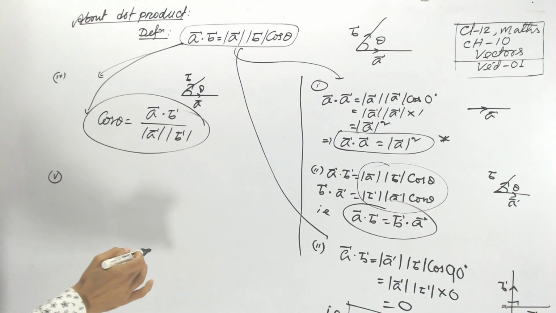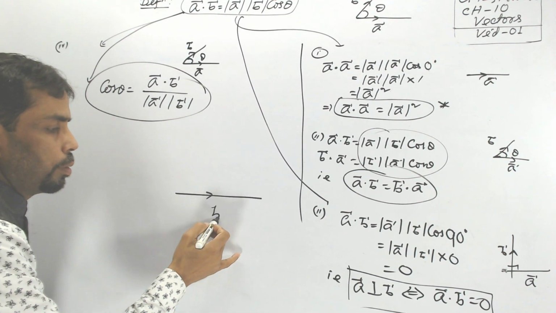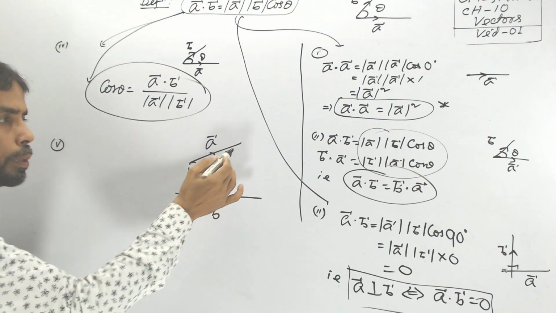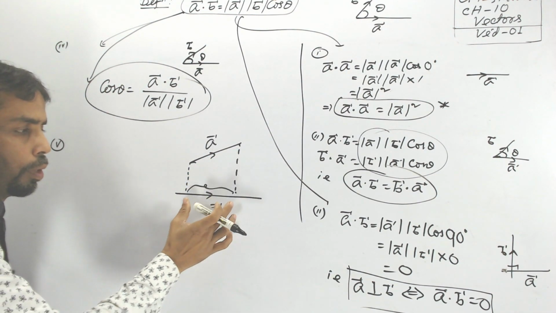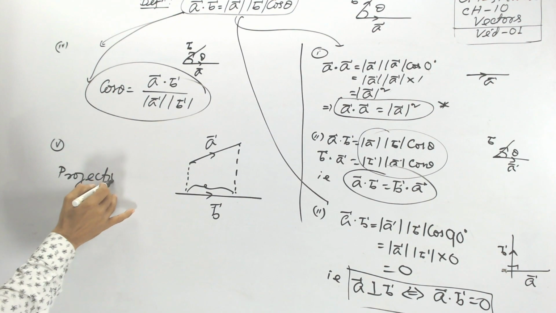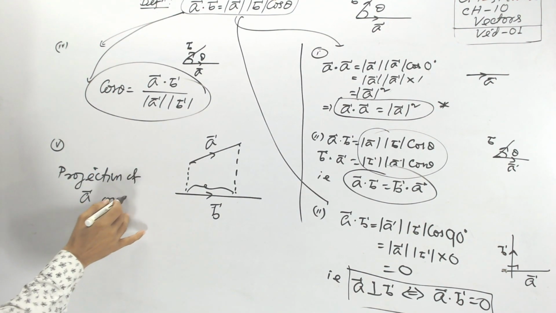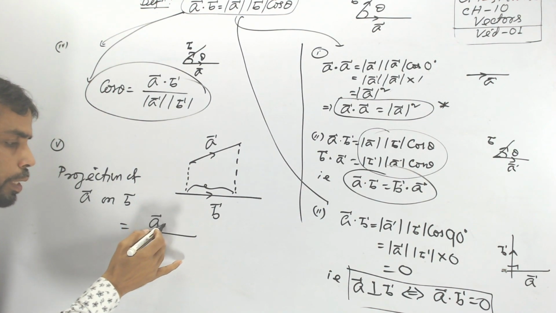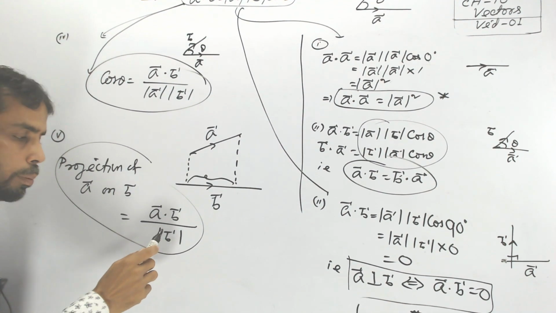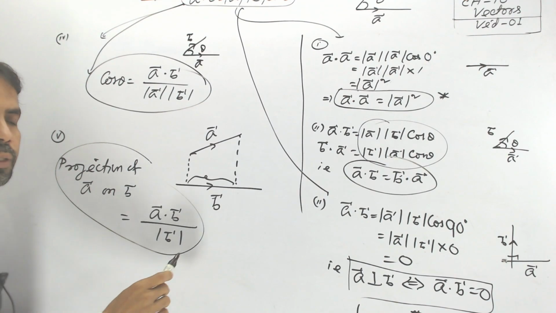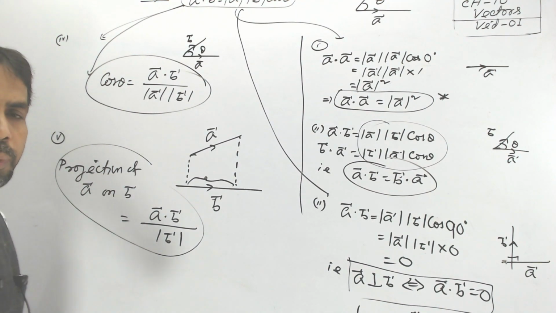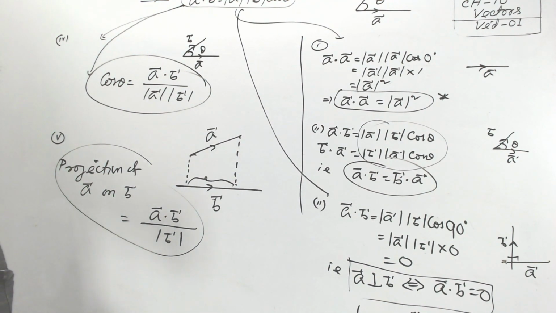Then next point, this is vector B, this is vector say A. Then from the endpoint of vector A, if you draw perpendicular, then this distance is called projection of vector A on vector B, and it is given by A dot B by magnitude of B. We have learned how to find dot product, we have learned magnitude, so we can easily find out projection of A on B. Similarly, projection of B on A, we have to just interchange the vectors A and B. So this is about dot product.